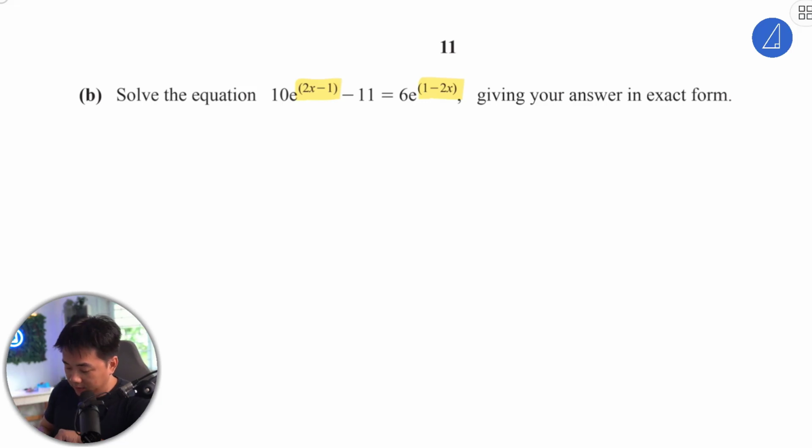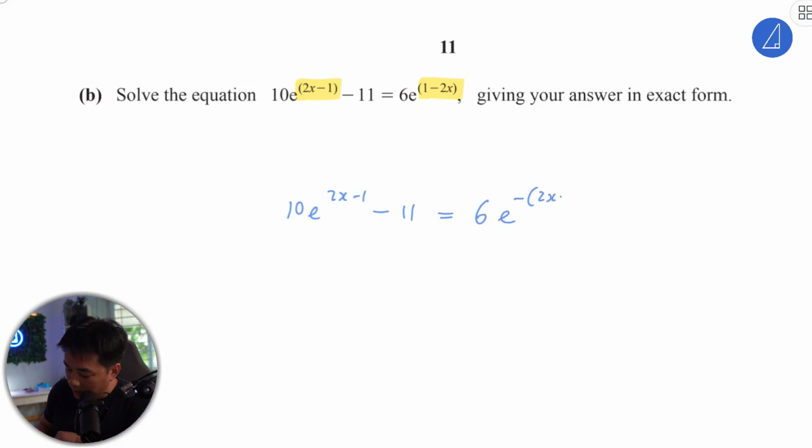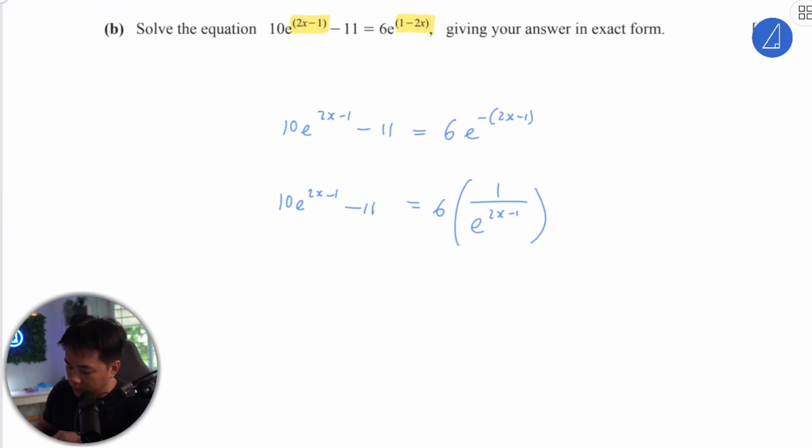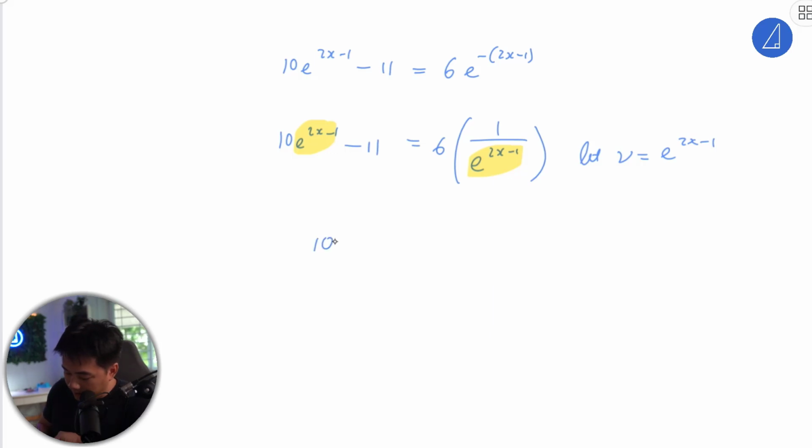Okay, so giving answer in exact form. They want in exact form, so it's 10e^(2x minus 1) minus 11 equals to 6e^(1 minus 2x). Now what we can do is take the reciprocal, so this is 6 times 1 over e^(2x minus 1). I'm going to let v equals to e^(2x minus 1), understanding that this over here is a term. All right, so then that will be 10v minus 11 equals to 6 times 1 over v.